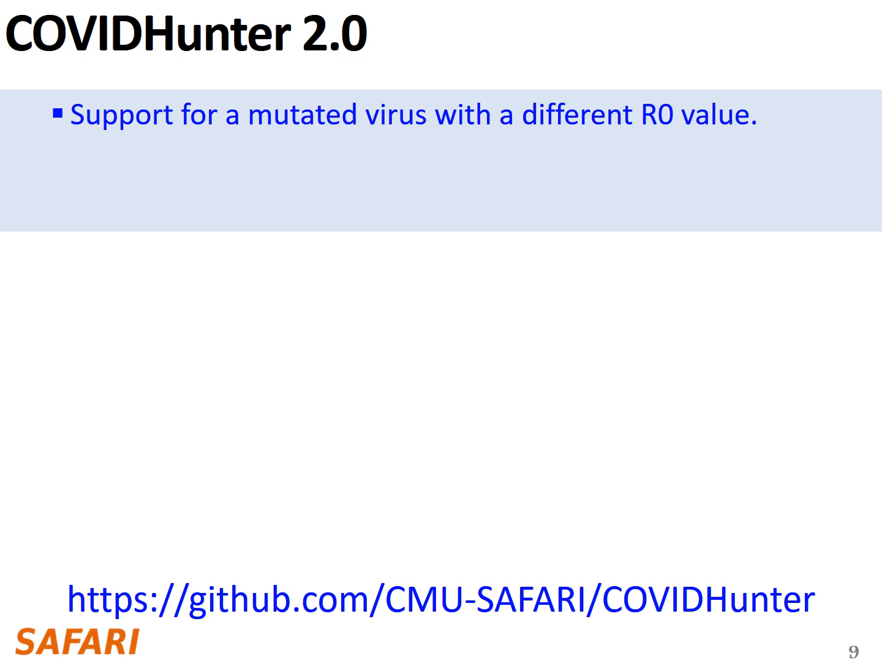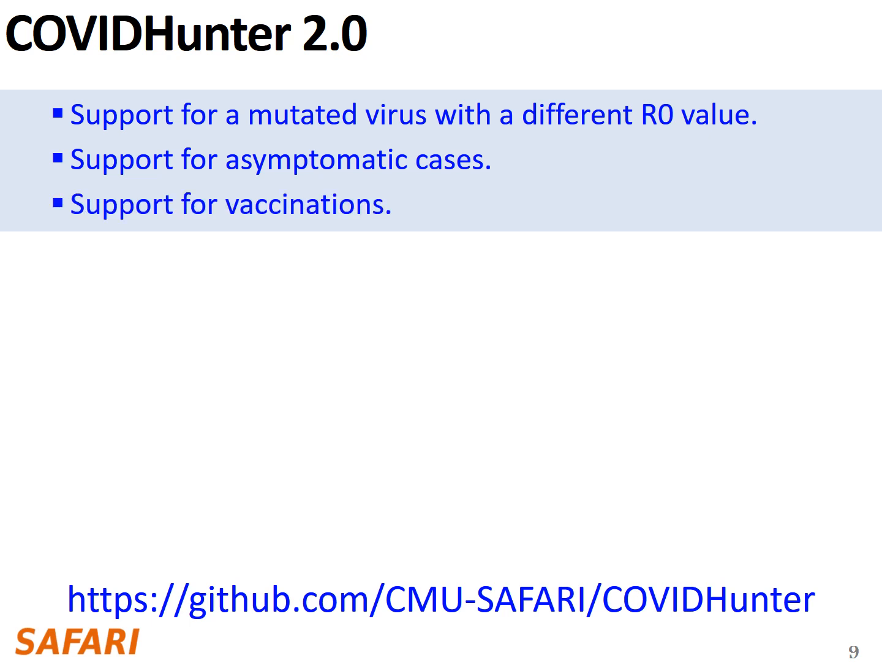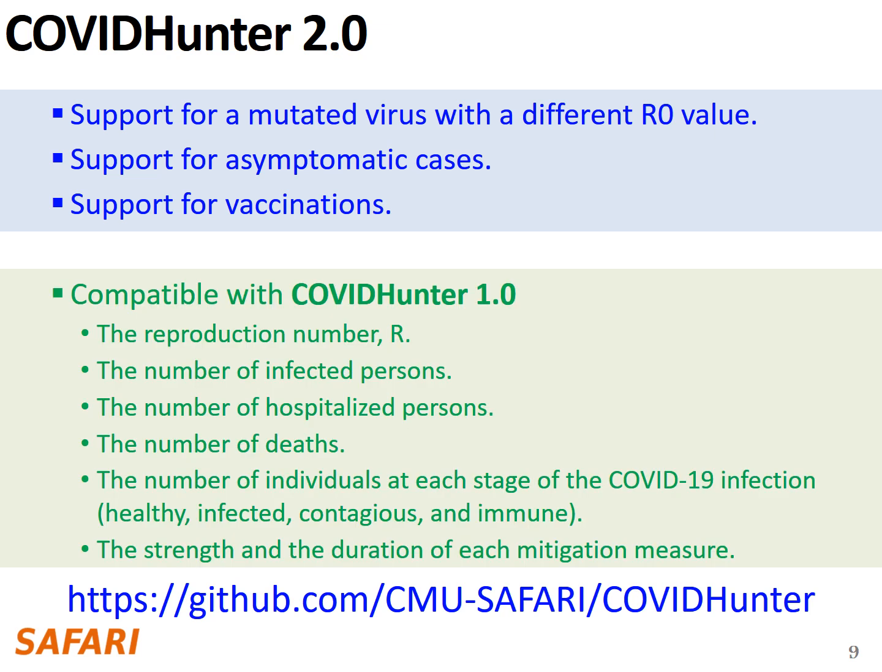We are still improving COVIDHunter, and we now provide the second version, which has support for mutated viruses and support for asymptomatic cases, as well as support for vaccination. It is still compatible with COVIDHunter 1, and the source code of both versions is still publicly available.